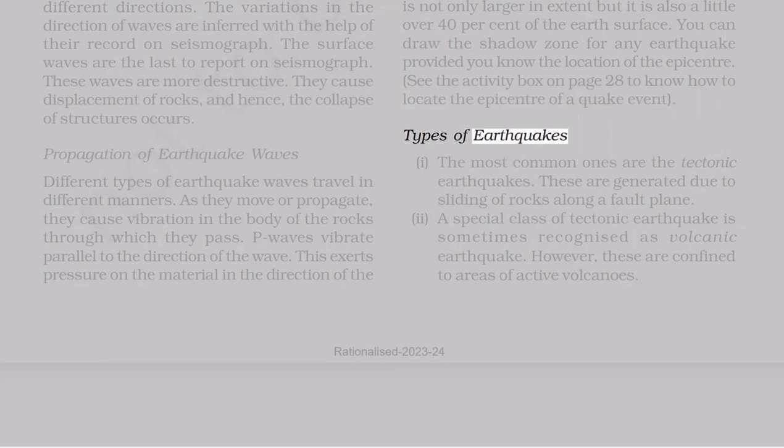Types of earthquakes. 1. The most common ones are the tectonic earthquakes. These are generated due to sliding of rocks along a fault plane. 2. A special class of tectonic earthquake is sometimes recognized as volcanic earthquake. However, these are confined to areas of active volcanoes.